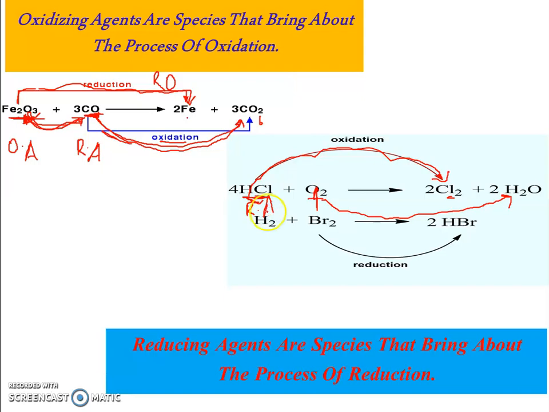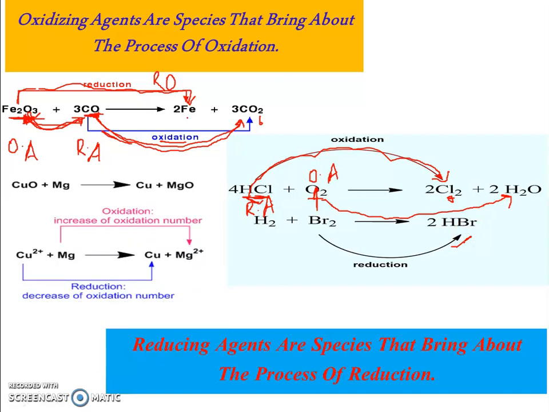because it is the one that brought about the reduction of oxygen to water, while oxygen is going to be the oxidizing agent, because it is the substance or the species that removed hydrogen from hydrochloric acid to become chlorine gas. Like I said, I'm not going to use this other example. I'm just going to show you one that involves electron transfer and increase in oxidation number.